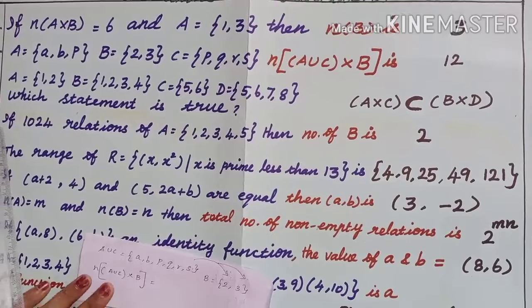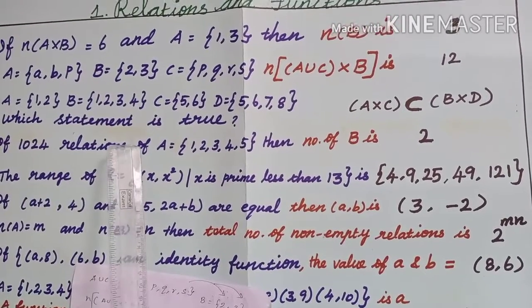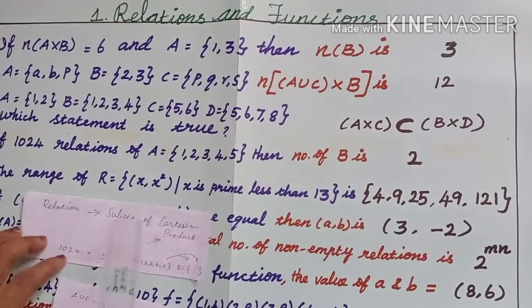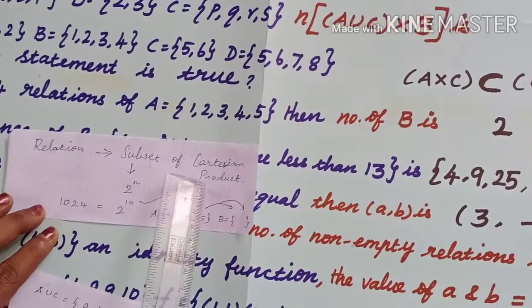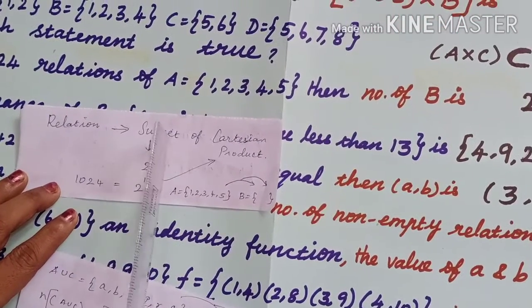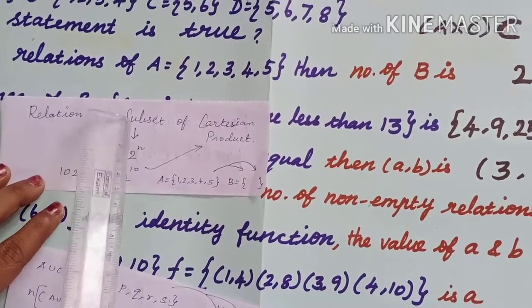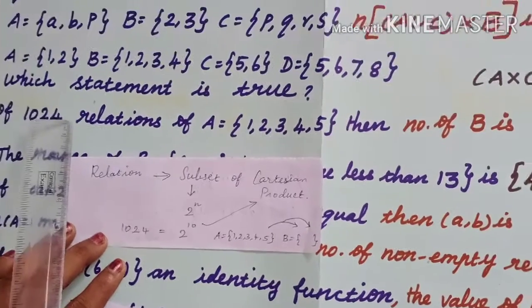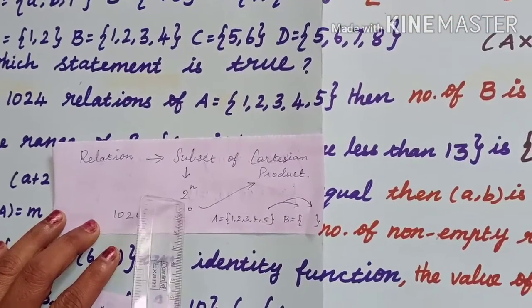So we go to the fourth question. 124 relations of A set is given. You find out the number of members of the B set. A relation is nothing but a subset of the Cartesian product. So what is the cardinal number of subsets formula? 2 power n is the number of subsets. So 124, how many 2 powers? 2 power 10. 2 power 10 is our answer.